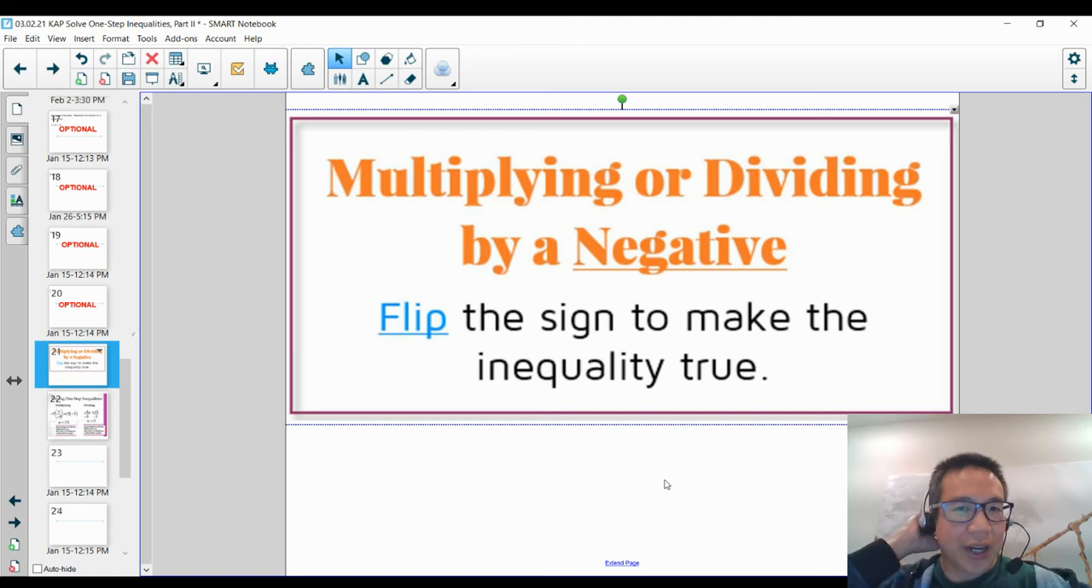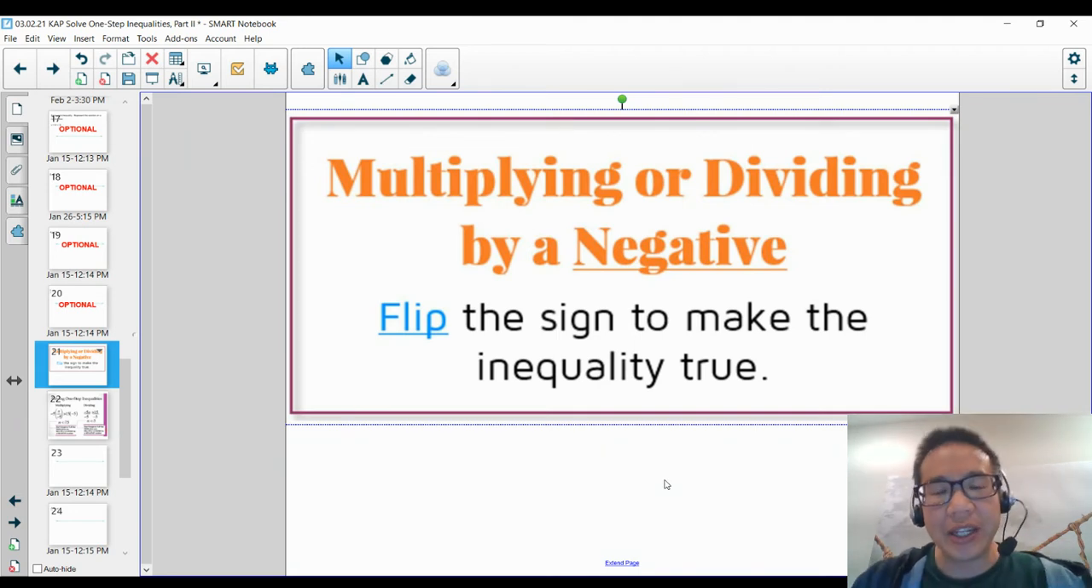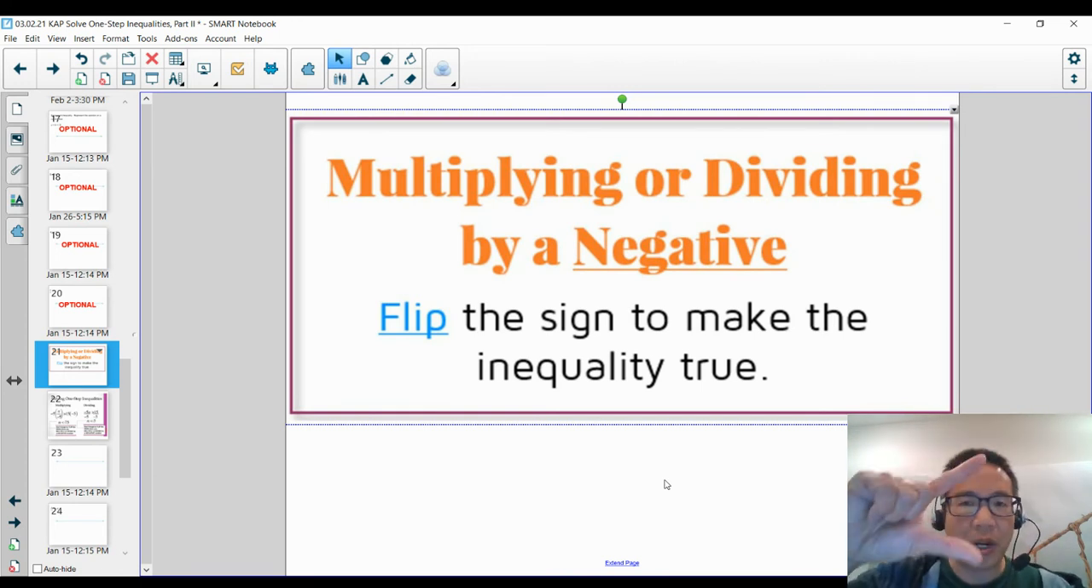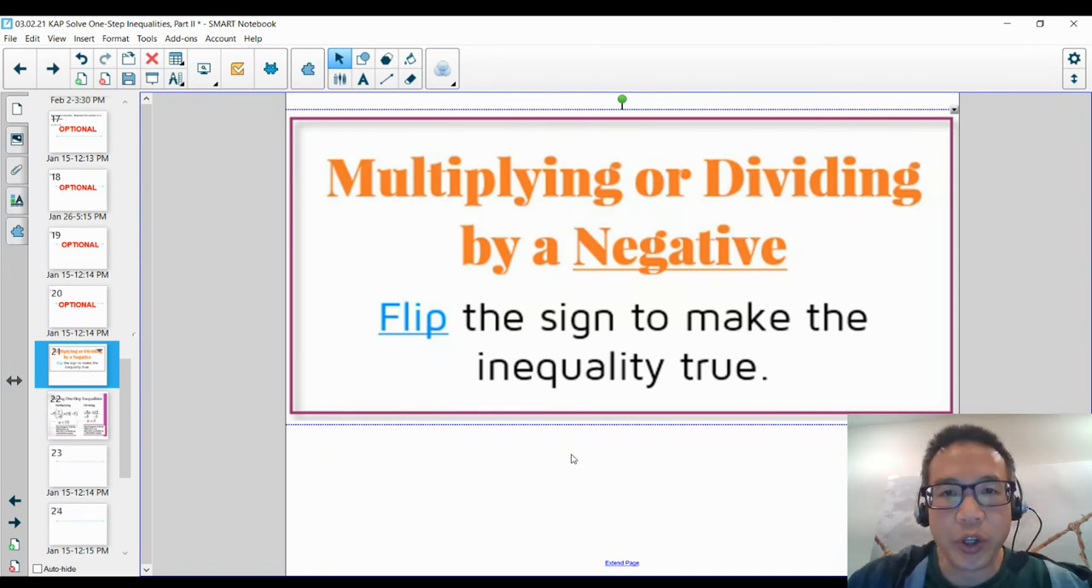This video is over how to solve one-step inequalities, part 2. However, today's lesson is a little different. We're going to be flipping the inequality sign from less than to greater than or greater than to less than. Why do we flip? Well, when you multiply or divide by a negative number, you flip the sign to make the inequality true.